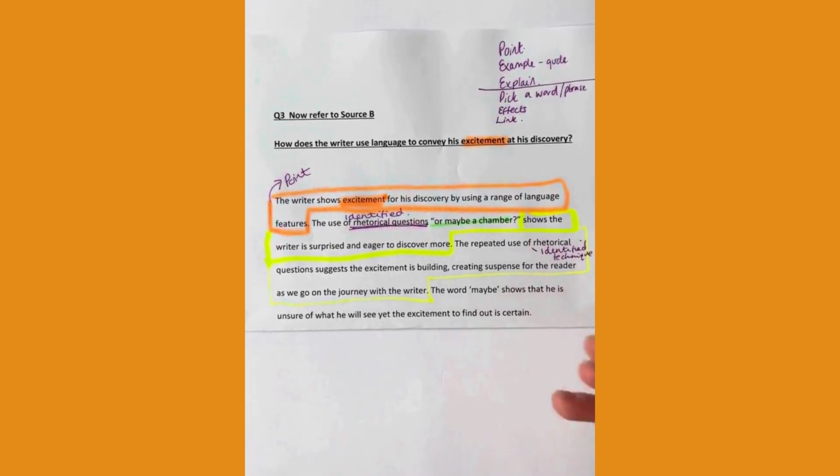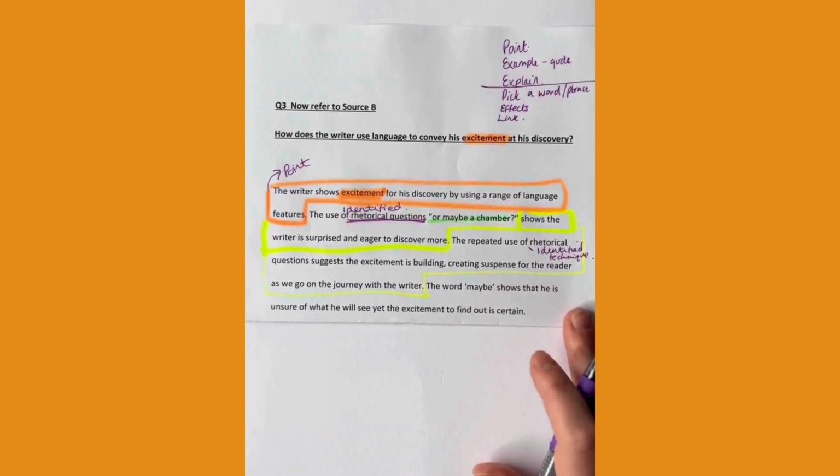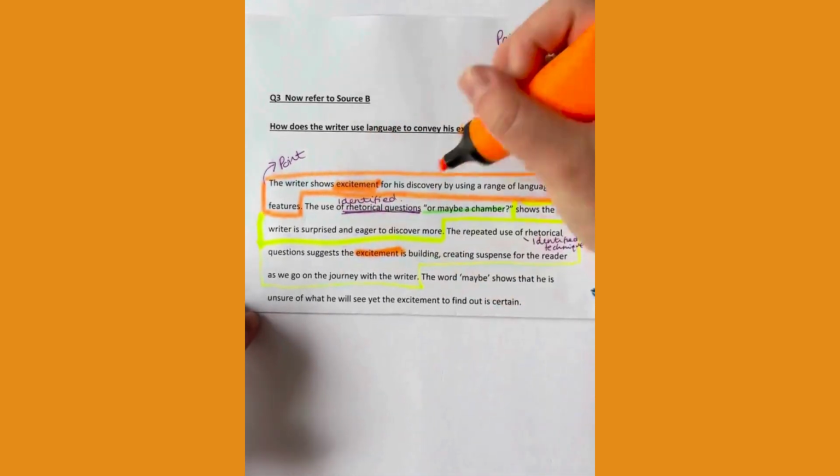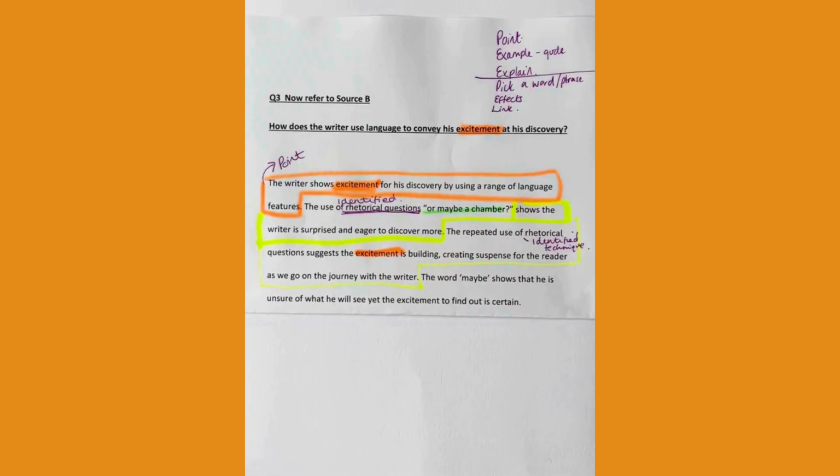And I've also talked about the fact that they've used more than one. So in the text, they do use more than one rhetorical question. Again, I've linked it back to the question. Excitement is also in there. Ideally, you would start to change the words, and you don't want to keep repeating the word from the question. But for a first paragraph, it's really clear to see that I am answering that question.